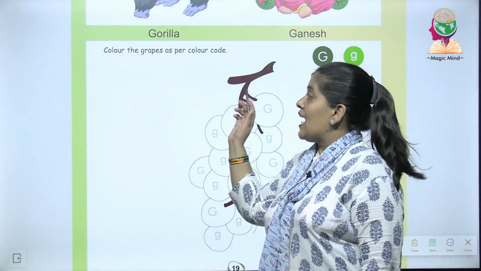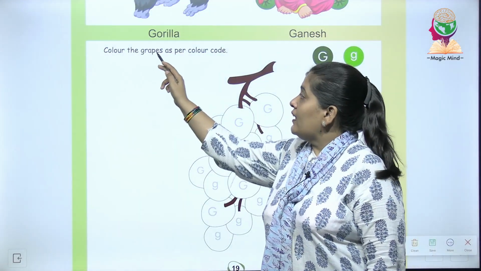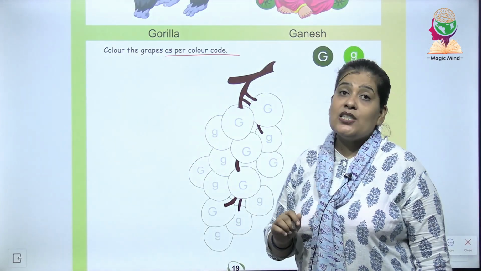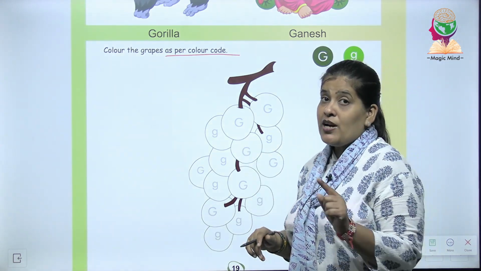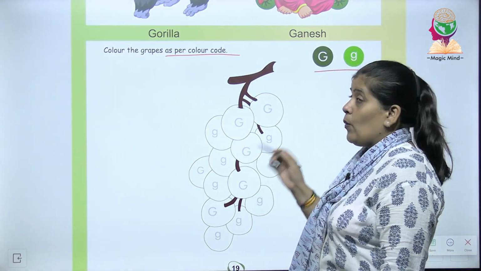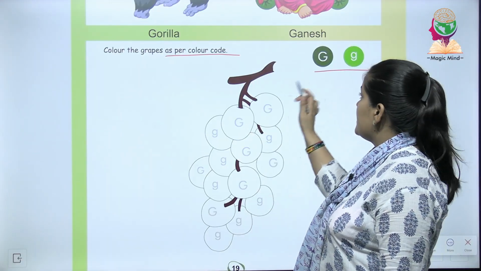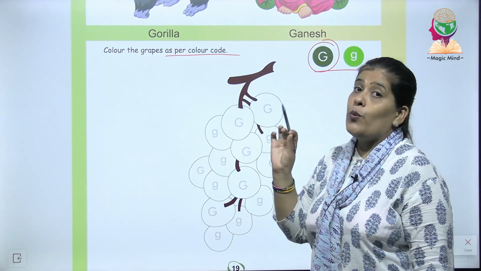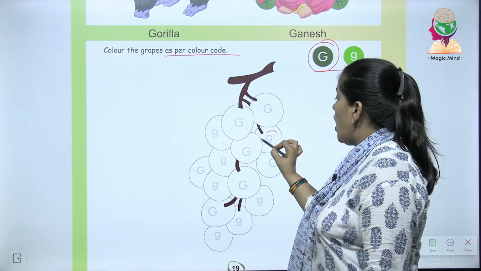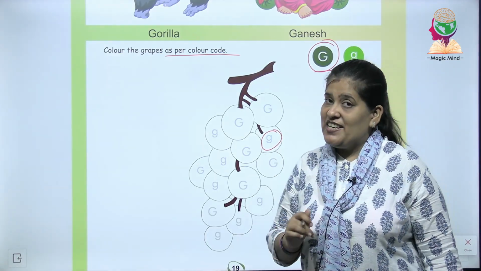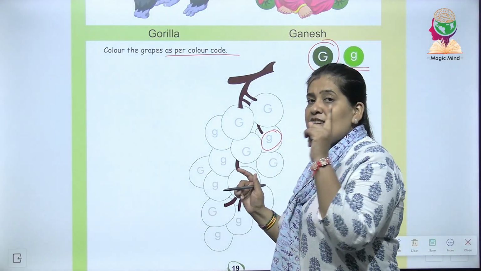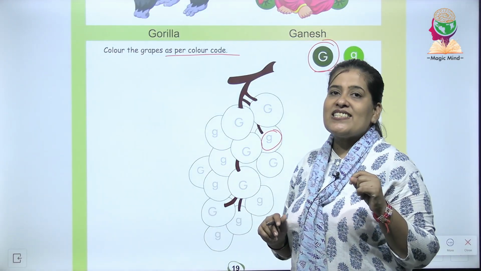Now once again time for coloring. Color the grapes as per color code. Now there is a picture of grapes. You have to color them as per the given color code. Capital G you have to color with dark green and small letter G you have to color with light green color. So this coloring part you have to do by yourself.